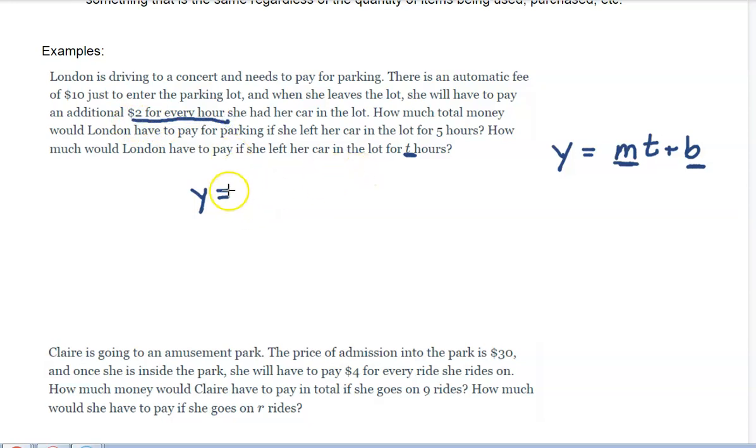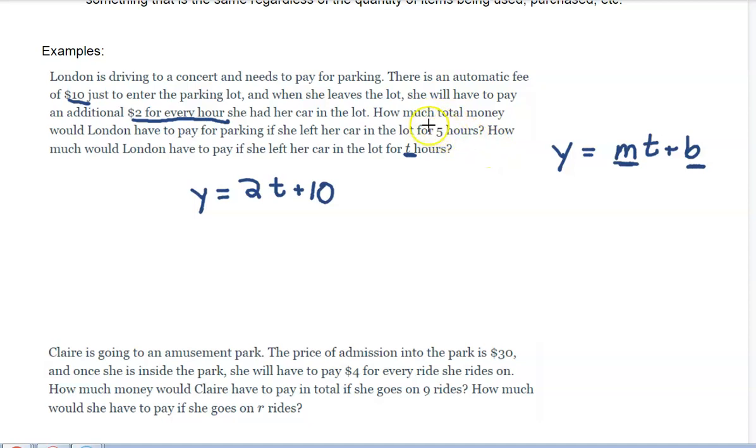So our slope here is going to be 2t. And then the flat rate, the thing that doesn't change regardless of how many hours she's in there, is $10 just to enter. Okay, 2t plus 10. So that's actually the answer to the second part. How much would she have to pay if she left her car in the lot for t hours? It'd be 2t plus 10.